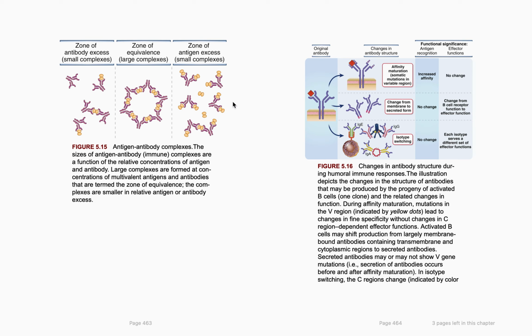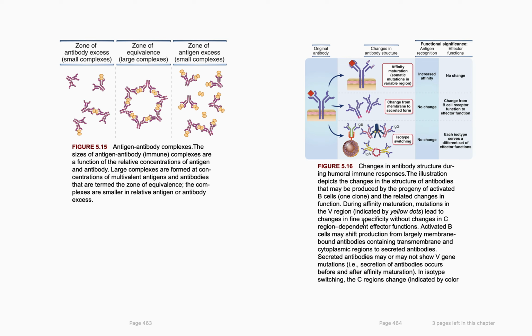We see the zone of equivalence. They are similar antigen-antibody complexes. The size of antigen-antibody immune complexes is a function of the relative concentration of antigen and antibody. Large complexes are formed at concentrations of multivalent antigen and antibodies that are termed the zone of equivalence, and the complexes are smaller in relative antigen or antibody excess.